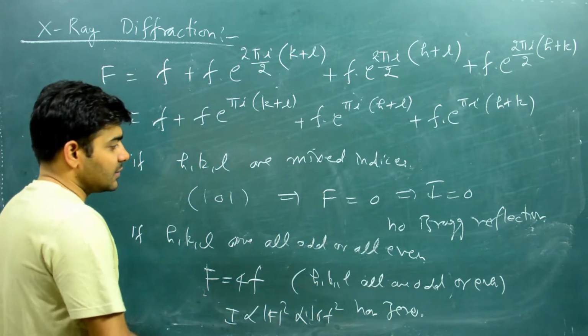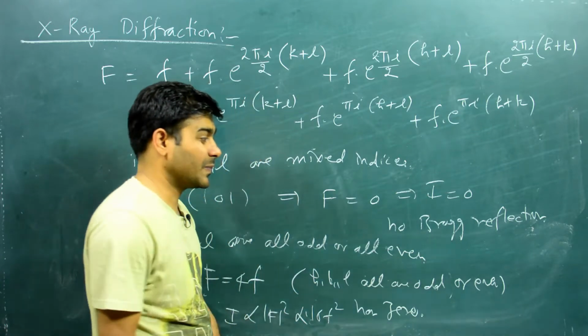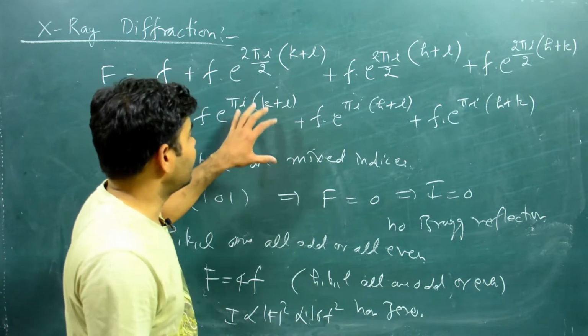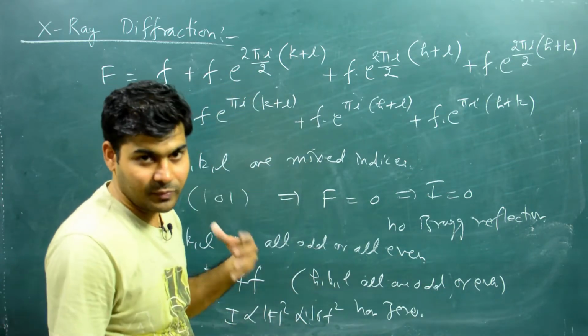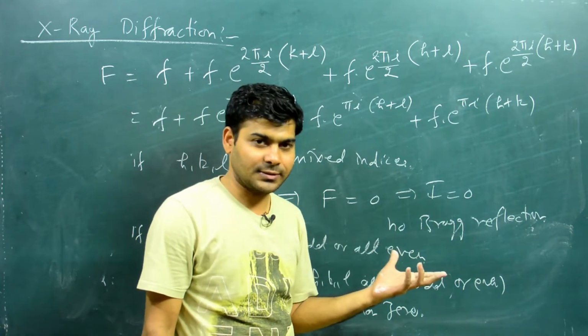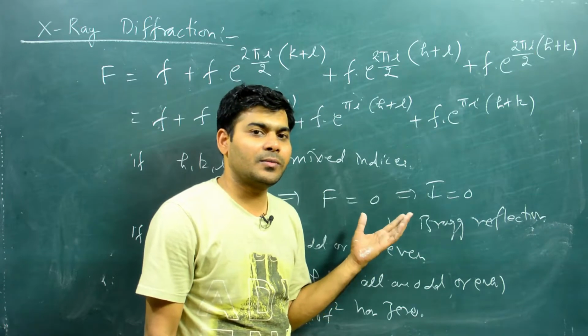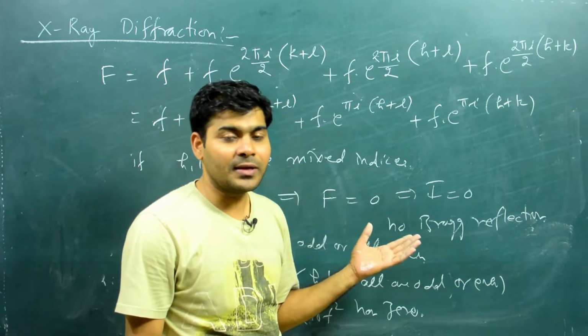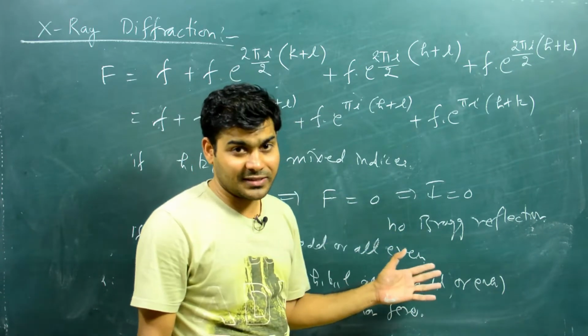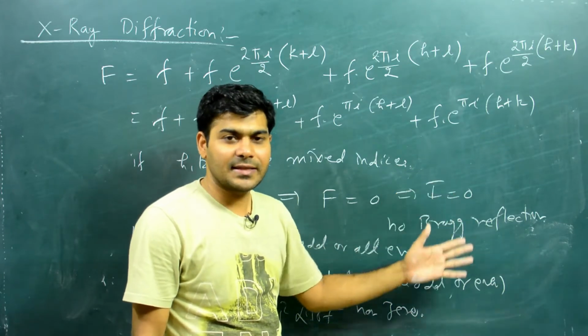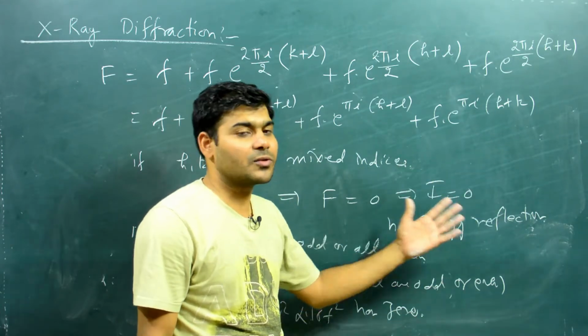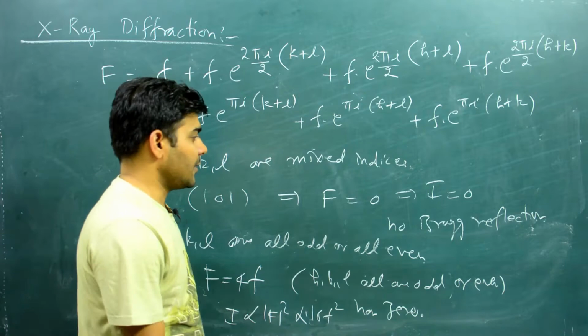So this is how we can predict what kind of peaks would be present in what kind of crystal structure. I've taken the example of simple cubic, FCC and BCC, but this argument can be extended to HCP and NaCl structure, KCl structure, or other structures as well.